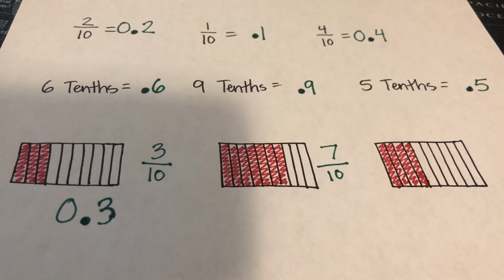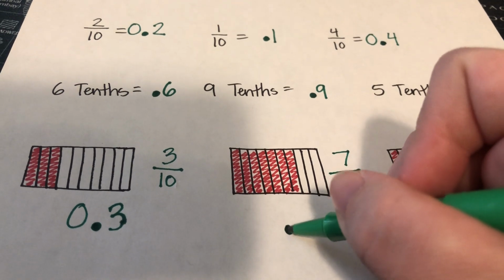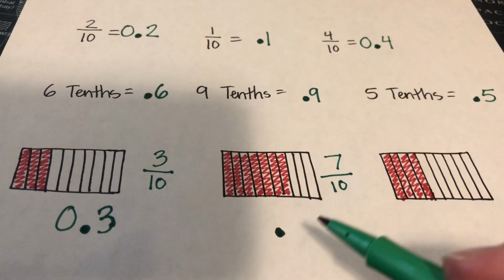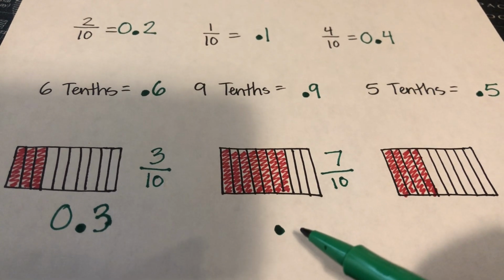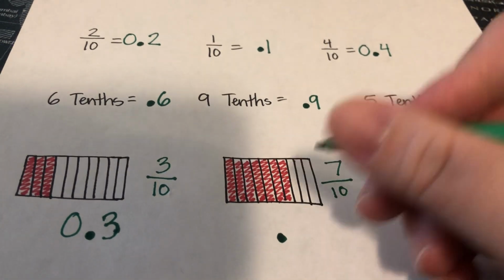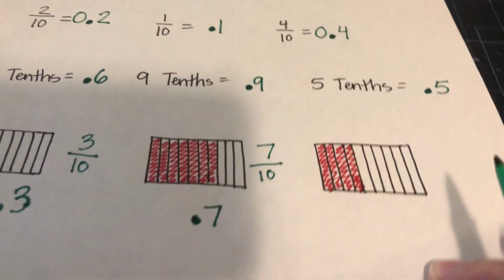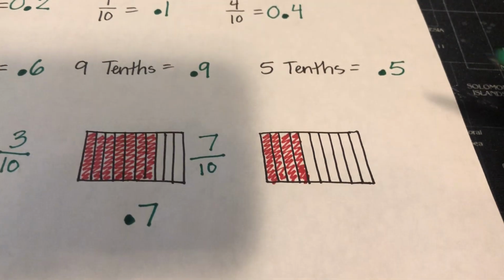Can I write that as a decimal? Absolutely. I'm going to write my decimal down, and then directly to the right of my decimal is my tenths. How many tenths do I have? 7/10. Okay, here's my last one, and then you're going to be able to practice this on your own too.